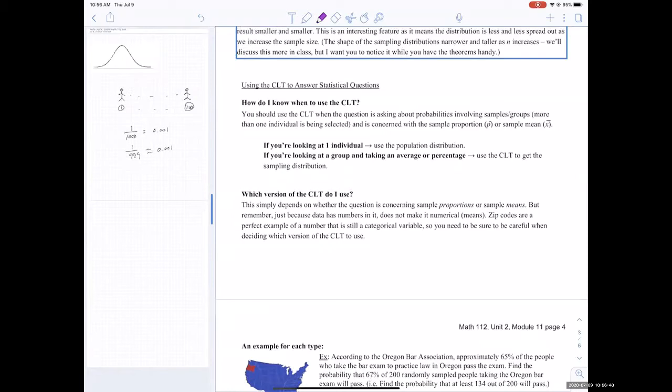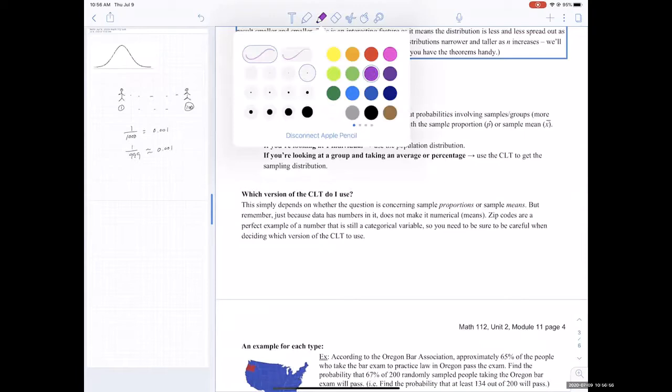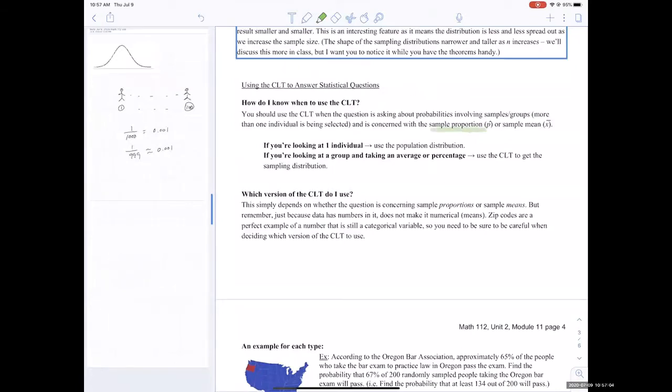Central limit theorem. So let's ask, how does the central limit theorem answer statistics questions? How do we know when to use it? When you see a sample proportion or sample mean, then we're going to use the central limit theorem. That's it. Rather than a population mean or population proportion, then we're not going to be using the central limit theorem. So if we look at one individual, use the population distribution. If we're looking at a group and taking an average or percentage, then use the central limit theorem. Basic idea, okay? Which version of the central limit theorem do I use? If it's proportion, use proportion. If it's mean, then use mean, okay?